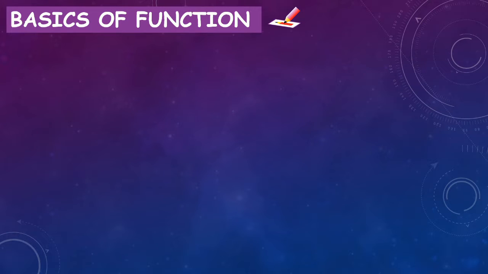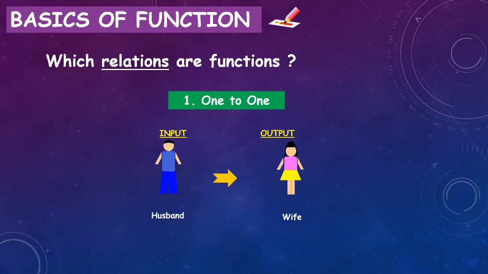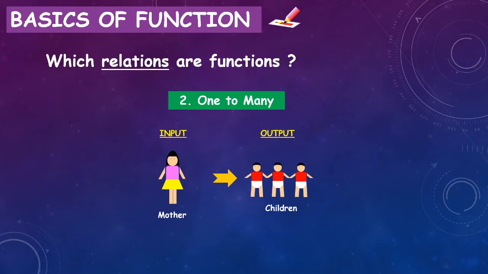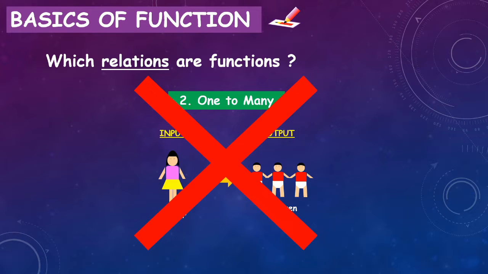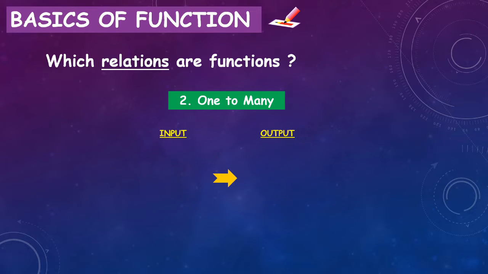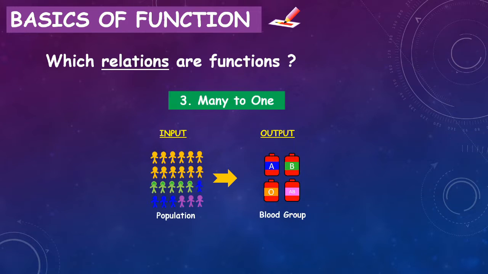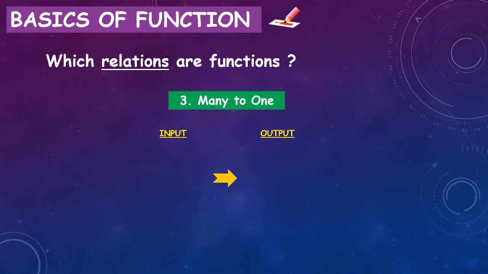Let's take a closer look at which relations are functions. The husband and wife has only one output, therefore it's a function. Here there is only one output, which is the passport, so this is also a function. The output here is more than one, so therefore this is not a function. There are more than one account numbers, so therefore this is also not a function. Each person can only have one blood group type, so the output is 1. Therefore this is a function.